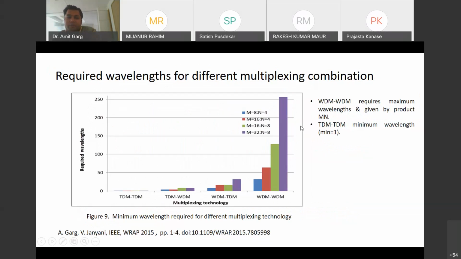And the number of required wavelengths: definitely for pure TDM PON, we require the least number of wavelengths, that is 1. And for pure WDM PON, we require the maximum number of wavelengths, that is equal to the number of users. Okay, so if M is 8 and N is 4, then it is 8 cross 4. And if M is 32 and N is 8, then it is 32 cross 8, something like this.